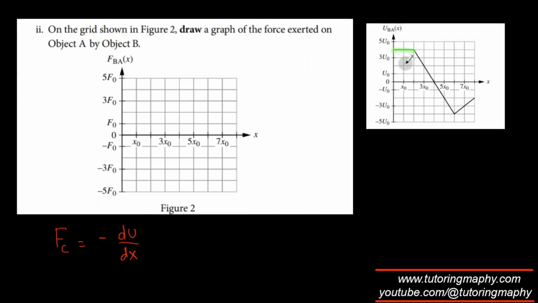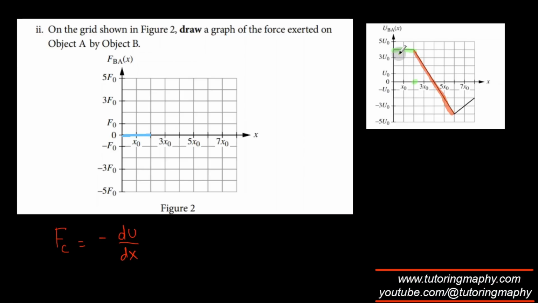So this is a zero slope. So till 2x naught, there is no force because the slope is 0. So I'm going to start by drawing a 0 line, the line on the x-axis, I mean, till 2x naught. And then we have a slope here, which is pretty straightforward because that's just a straight line. So let's use a rise over run.